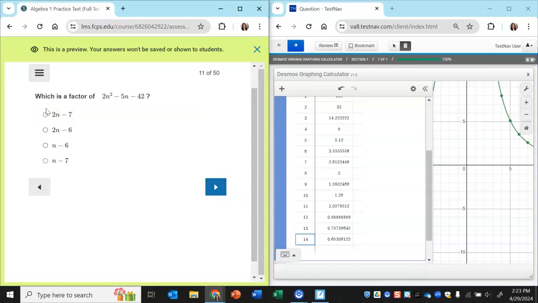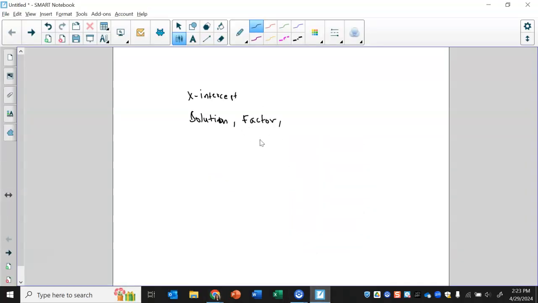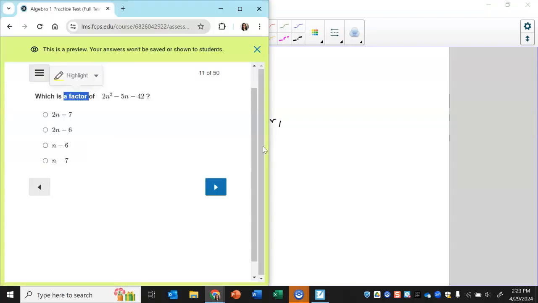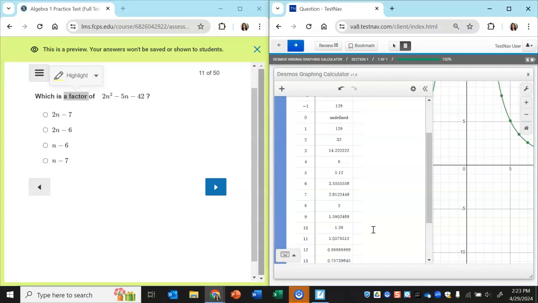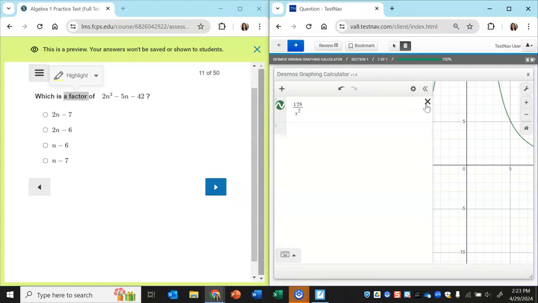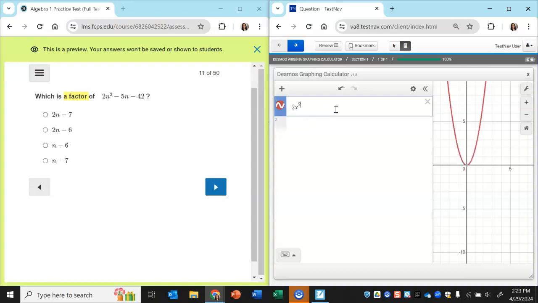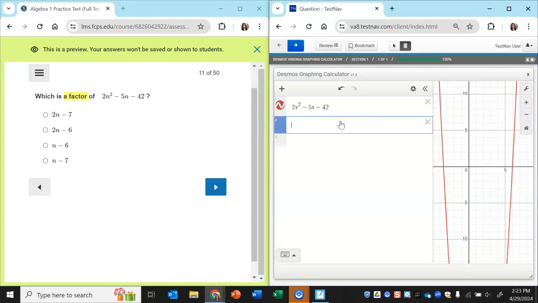Number 11, what is a factor? Okay, so this is also one of those questions. Remember I told you that whenever you see the word factor, you want to think about it as having the same x-intercept. Okay, so let me erase this. I'm going to graph my function or my equation. Now, since I'm trying to look for x-intercepts, because if I press n, it's not going to let me do anything, right? So I'm going to press x, and again, because it's saying factor, I'm going to look at the x-intercepts and then see which one has it.